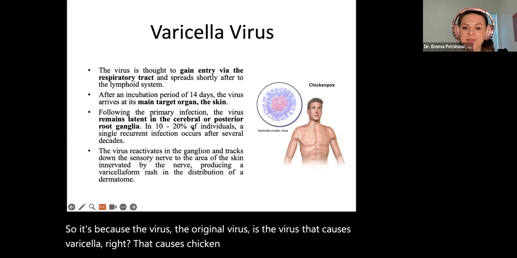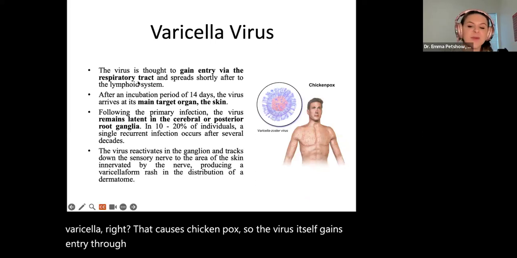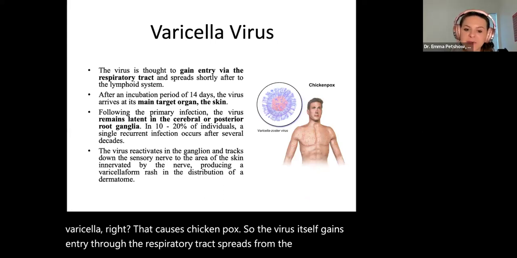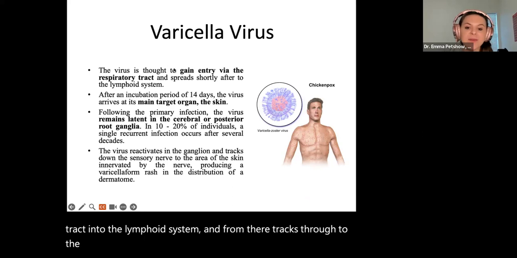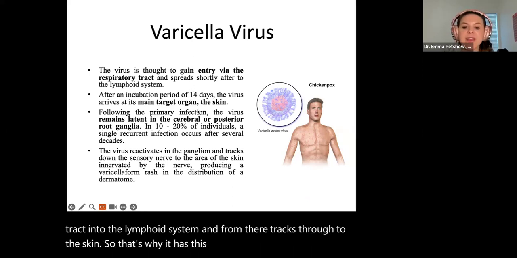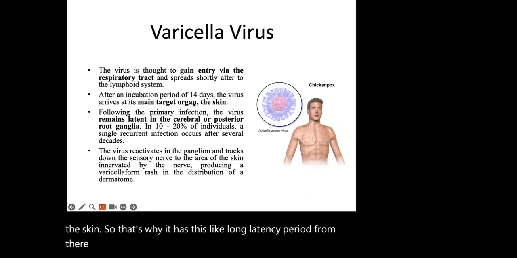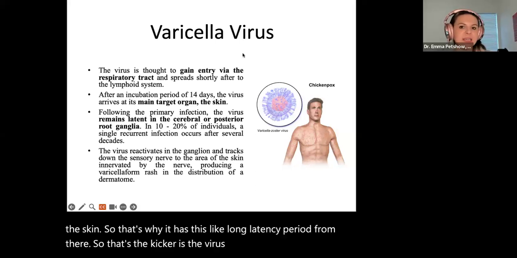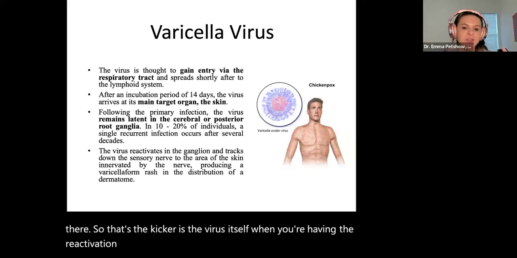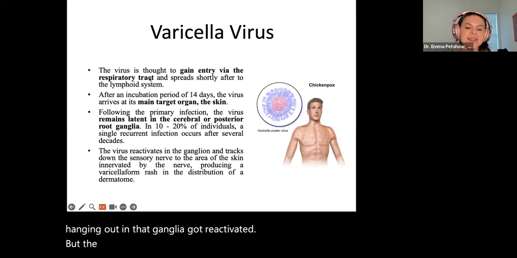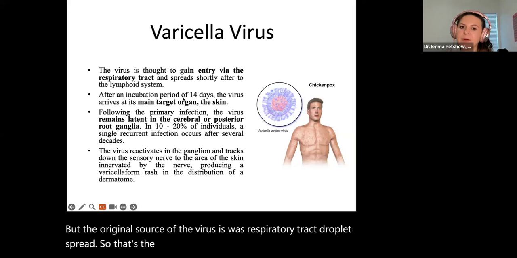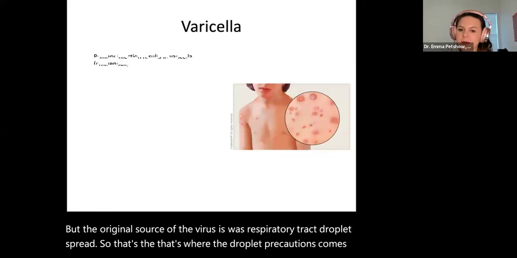Yeah, the virus itself gains entry through the respiratory tract, spreads from the respiratory tract into the lymphoid system, and from there tracks through to the skin. So that's why it has this long latency period. I see. So that's the kicker: when you're having the reactivation, you didn't get re-exposed. Your virus that was just hanging out in that ganglia got reactivated. But the original source of the virus was respiratory tract droplet spread. So that's where the droplet precautions come into play with chickenpox.